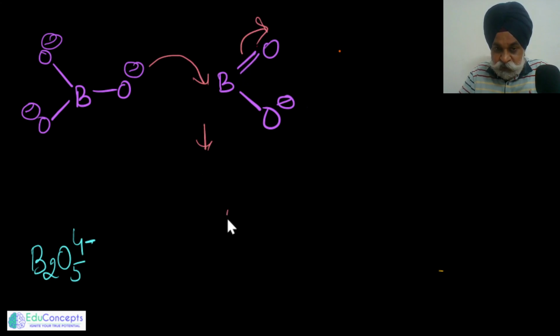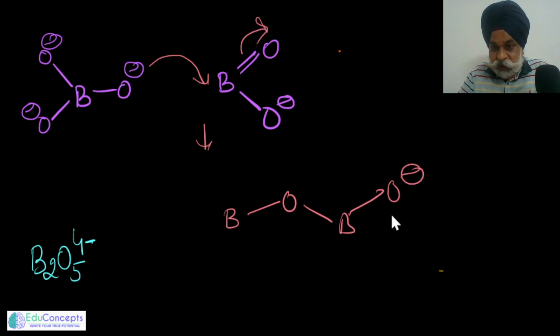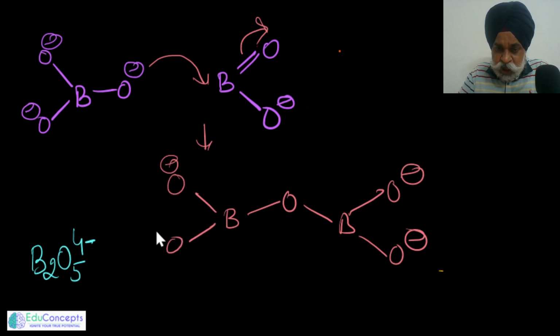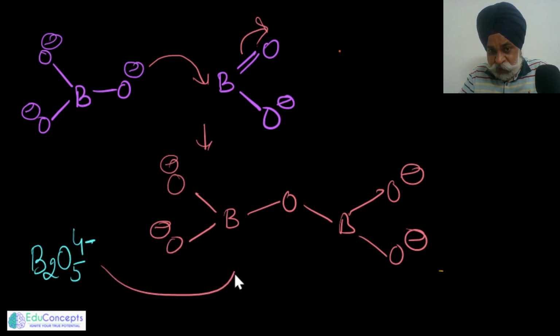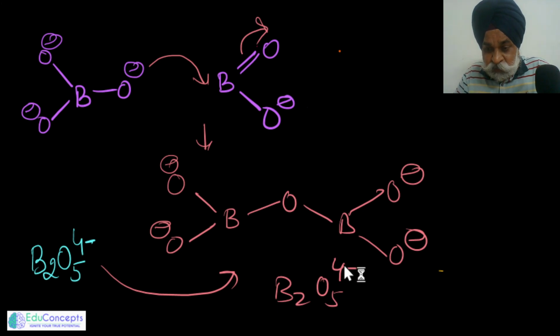As a consequence, what you get here is this. They can ask you a question based on this, such as how many B-O-B bonds are there in this particular anion? So it is not very tough, easy. So this is B2O5, and it would be 4 negative. This particular anion would have 4 negative charge. Is it okay? So this is quite important.